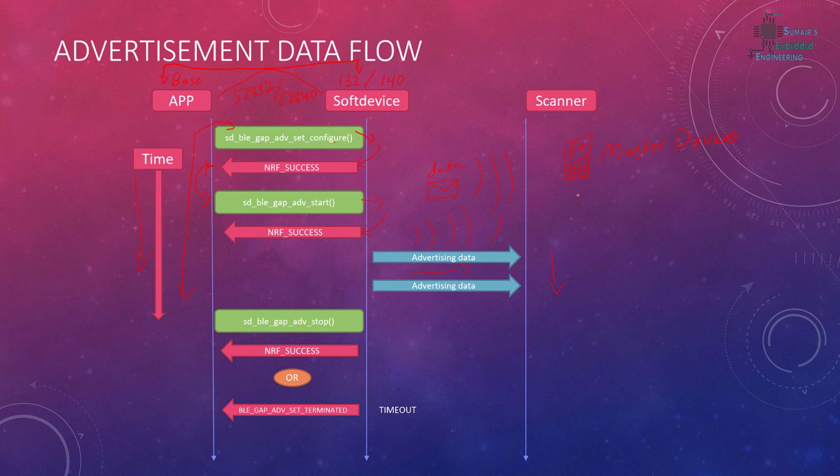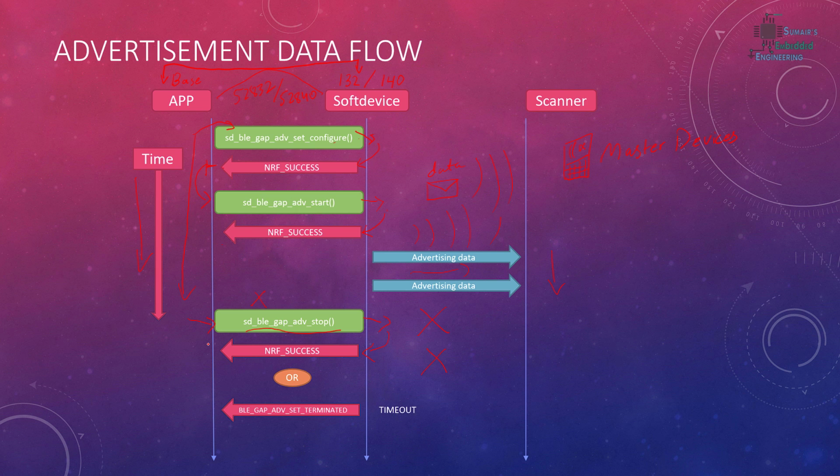It's advertising if no master device is connecting with it. Then, if we call a function from our application, sd_ble_gap_adv_stop, it will tell our soft device to stop advertising, and the soft device will not advertise anymore, and it will give us an NRF_SUCCESS. Or there could be another way.